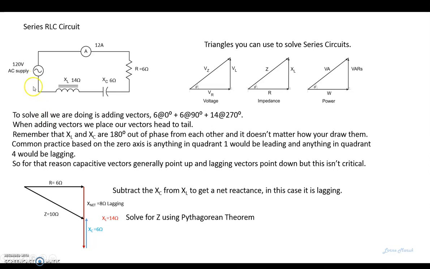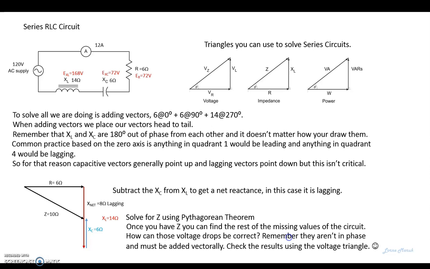Here we are, 10 ohms. 120 divided by 12 here would also give you 10. And once you find Z, you can find the rest of the missing values of the circuit. We can use the 12 amps to get the 72 volts here, 72 volts across the capacitor, and 168 volts across the inductor. And you think, well, how can that be possible? It's higher than our source. Remember that they aren't in phase, and they must be added vectorially. And you could check your results by using the voltage triangle.